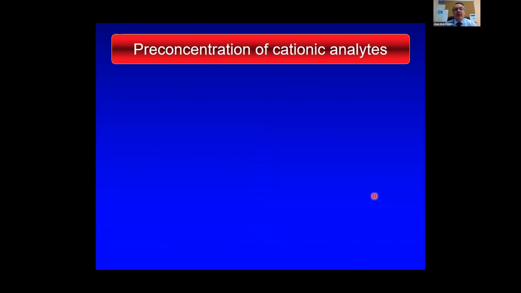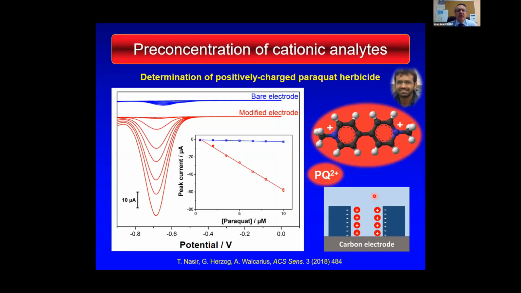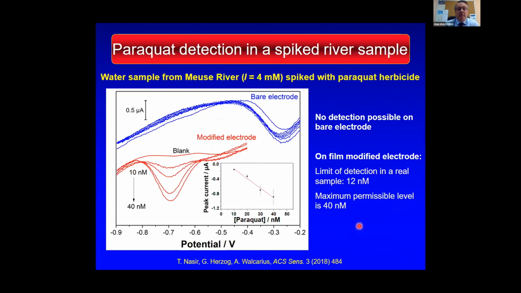If the anions are rejected, the cations can be accumulated and pre-concentrated before their detection. I show you here the example of the detection of a dicationic herbicide, which is paraquat. And as you can see, we observe an increase in sensitivity by more than two orders of magnitude if using the mesoporous silica modified electrodes in comparison to the non-modified electrodes. This is due to the accumulation of the positively charged species in the negatively charged film, and we can apply this sensor to real medium analysis.